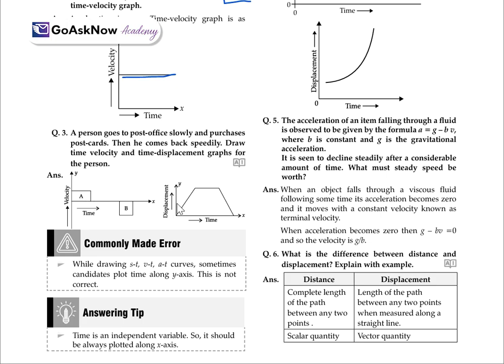And when we talk about displacement versus time, as we know, displacement is the distance between point A and B, from the initial to the final point. So it will be like this with respect to displacement and time.